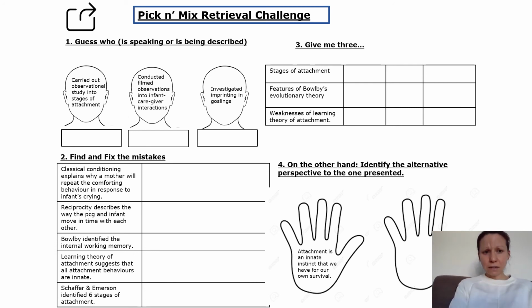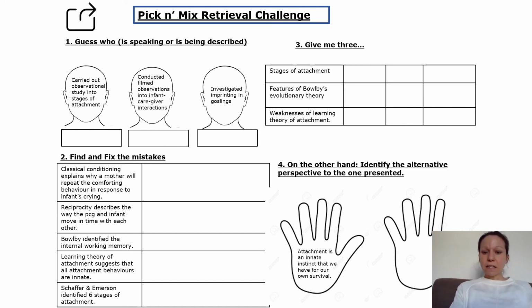Okay. So we've got a bit of a different one today. I'm asking you to find the three names for the descriptions in the heads there. The find and fix mistakes. So each one of those statements has something wrong with it. You've got to use your knowledge to identify what. I want 3 stages of attachment, 3 features of Bowlby's evolutionary theory, and 3 weaknesses. So we're putting our evaluation heads on of the learning theory.